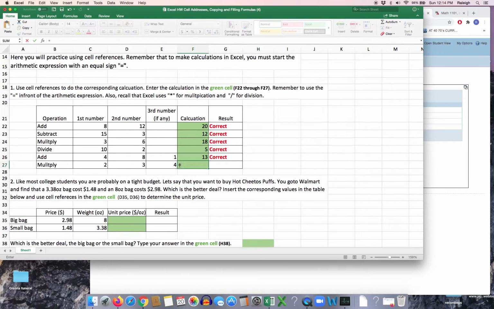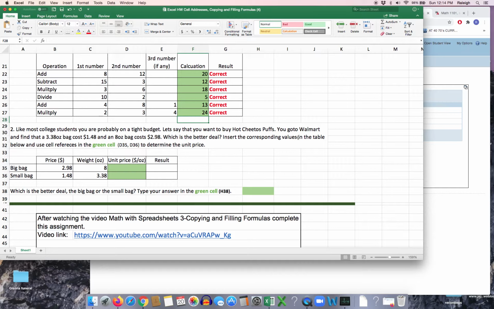Now here, we're looking at something similar to cornflakes, which obviously is Hot Cheetos Puffs. You go to Walmart and find that a 3.38 ounce bag, probably done in metric style, so that's why they converted it to ounces, costs $1.48. And an 8 ounce bag, not done in metric style, is costing $2.98. So typically, the bigger bag would be the better deal, but not always. So I'd say 90% of the time it is, but not this time.